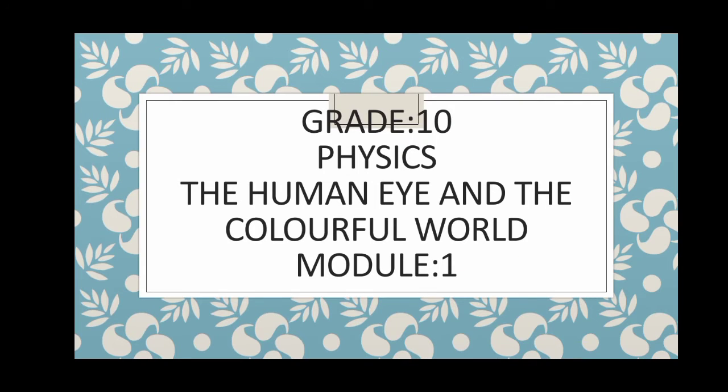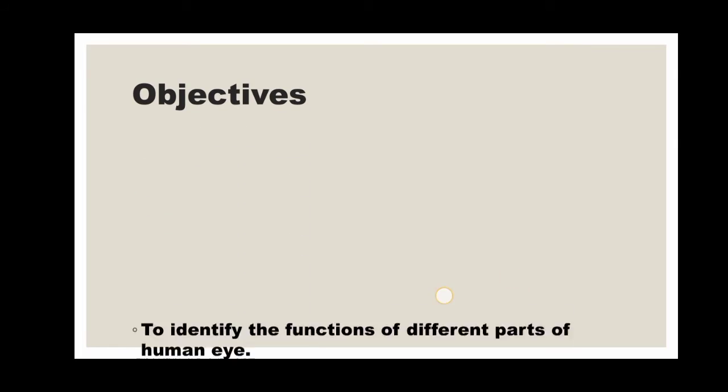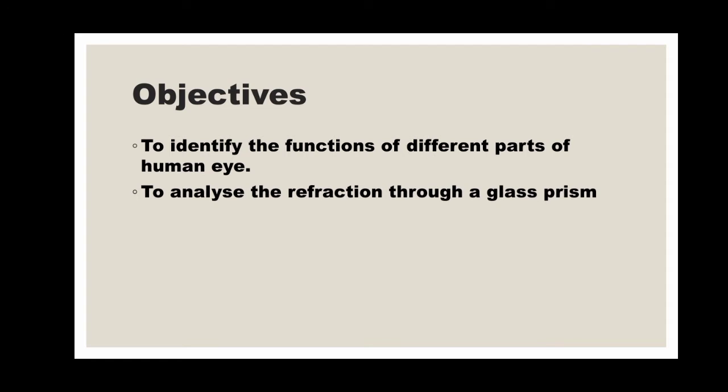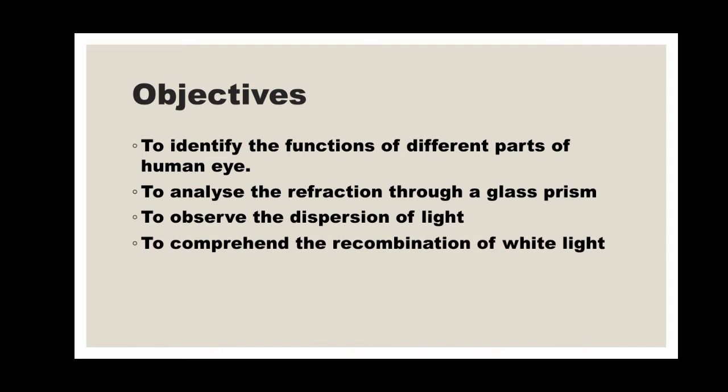Grade 10 Physics, Chapter The Human Eye and the Colorful World, Module 1. Objectives: to identify the functions of different parts of human eye, to analyze the refraction through a glass prism, to observe the dispersion of light, to comprehend the recombination of white light, to explain the formation of a rainbow.